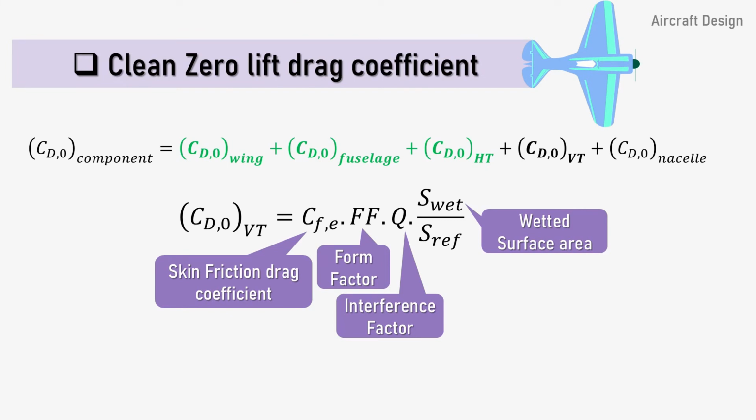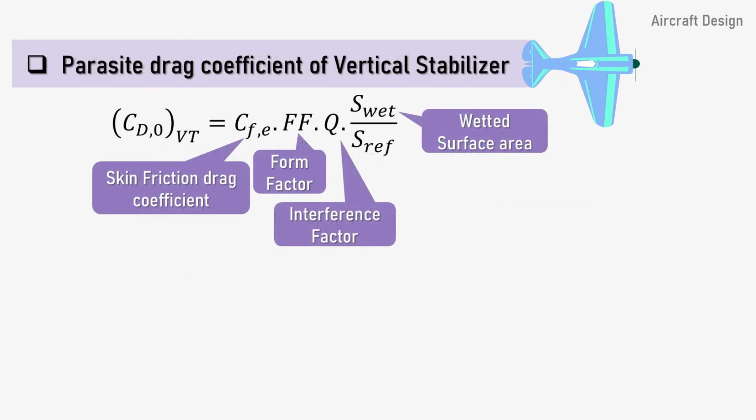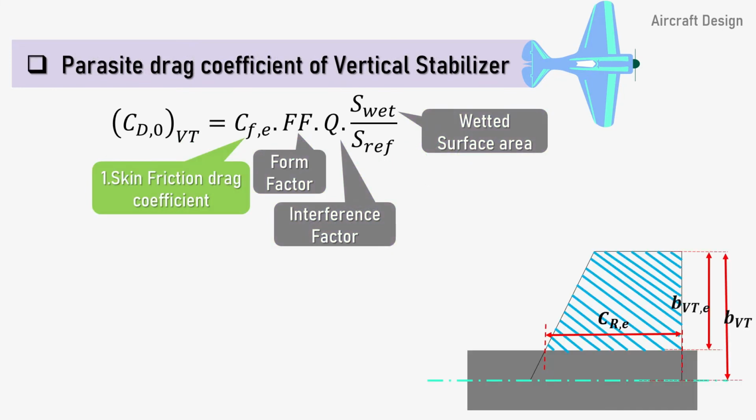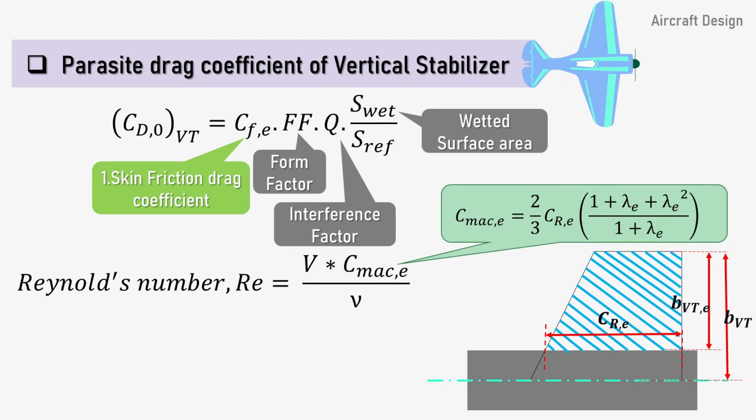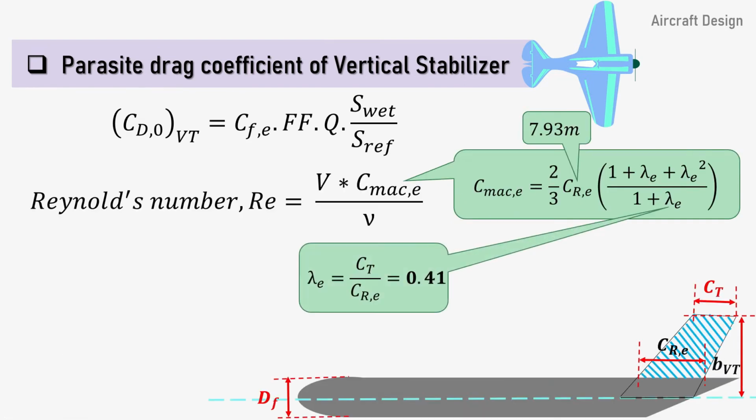First we will find the skin friction coefficient. We need to predict the Reynolds number using this formula. So based on this we need to find the mean aerodynamic chord of the vertical stabilizer. Now here is a slight change while finding the root chord of an exposed vertical stabilizer. So we will use this formula. Please make a note of it. Now from there we will find the taper ratio. We will use the same formula. Based on this formula we will find the mean aerodynamic chord of the vertical stabilizer, that is 5.92 meter.